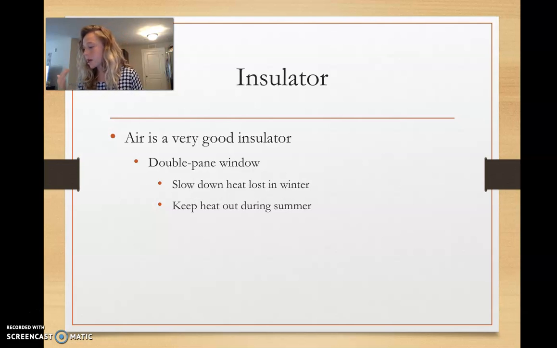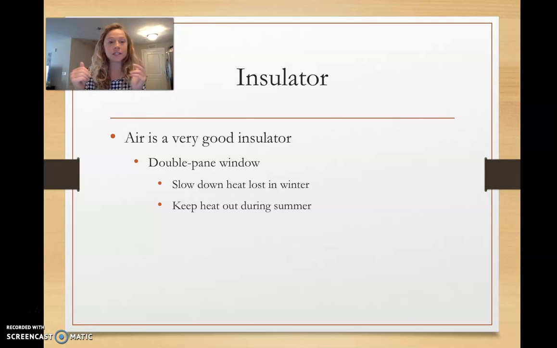And then on page 480, again, it gives you an example of air. And it says, air is a very good insulator. So it brings up these double panel windows. If we have these double panel windows, it's 2 windows, and in the middle is going to be air. Well, during the wintertime, it slows down that heat loss. So it's going to trap that heat into the house.